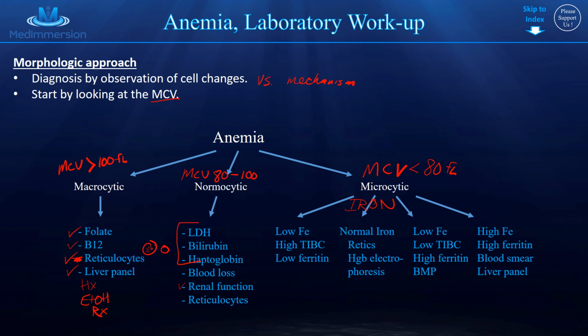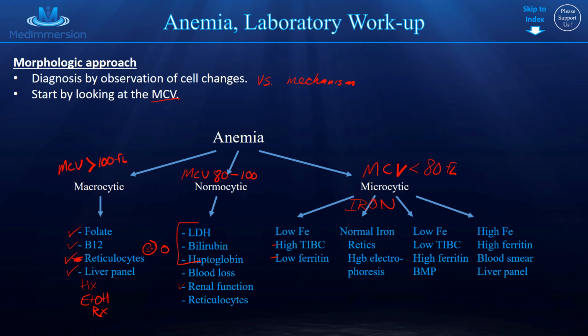So let's say your iron studies look like this. You've got a low iron, you've got a high total iron binding capacity or transferrin iron binding capacity, and a low ferritin. What does that mean? Well, that just means you don't have enough iron. Your serum iron is very low, the iron binding capacity is very high, and the ferritin, which is kind of like your reserve iron, is also low. So you just don't have any iron. This is iron deficiency anemia. Here's some iron supplements and a multivitamin.